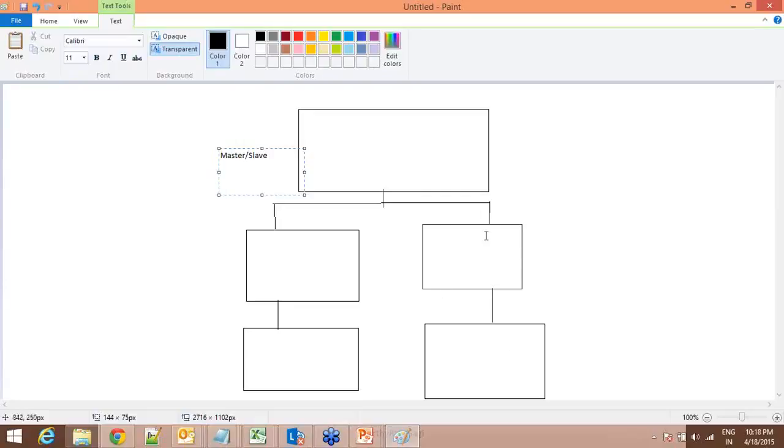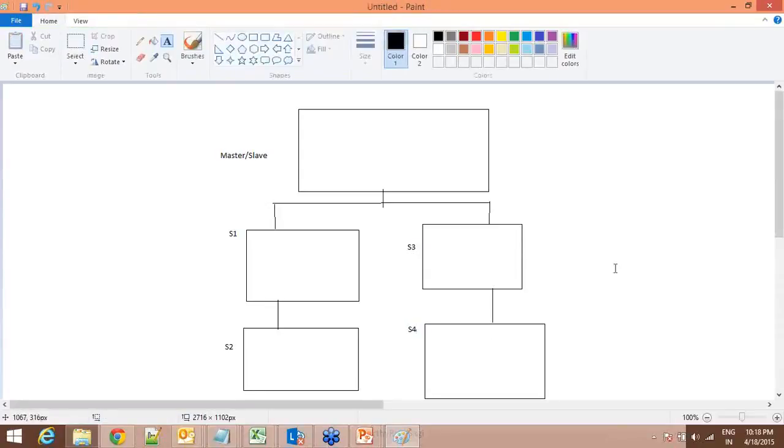So assume this is a master system and these are all the slaves. This is slave 1, this is slave 2, this is slave 3, this is slave 4. So this is a 5-node cluster: 1 master, 4 slaves. Assume this is a Teradata cluster.